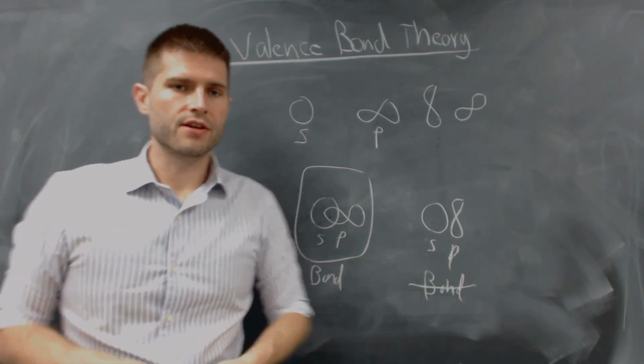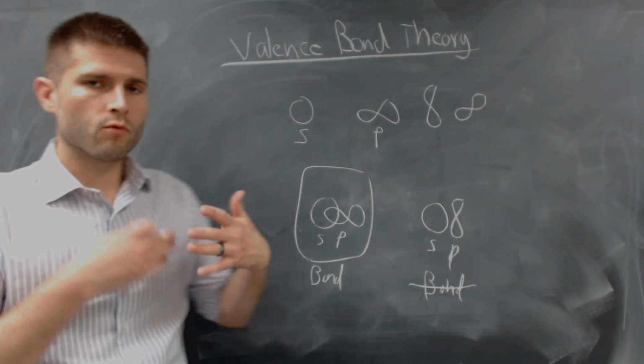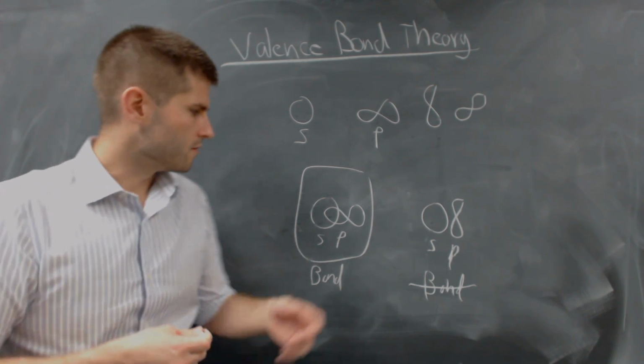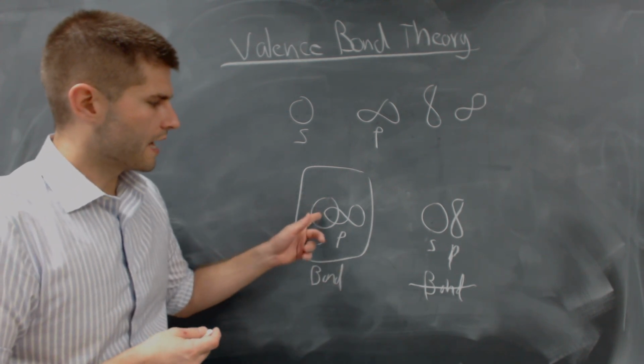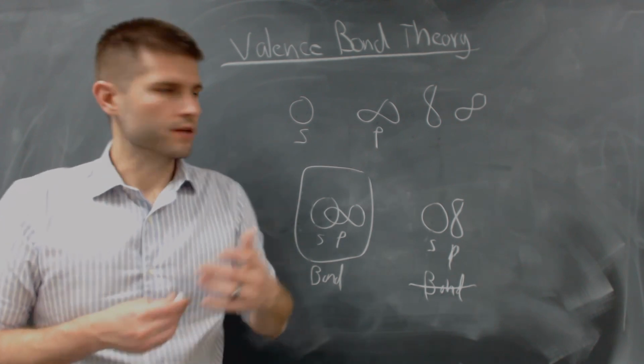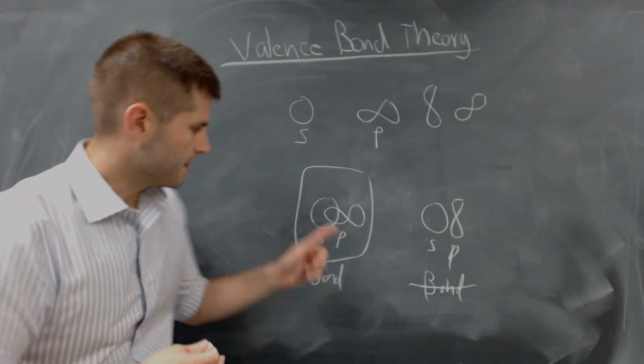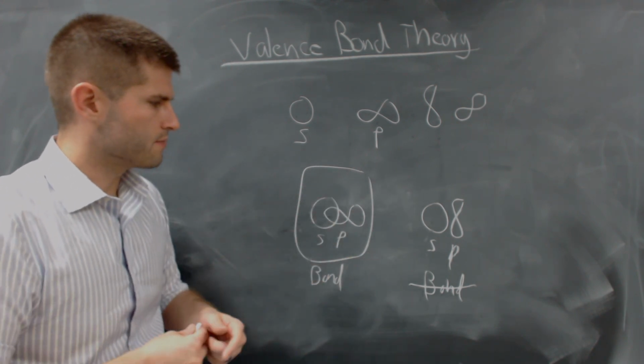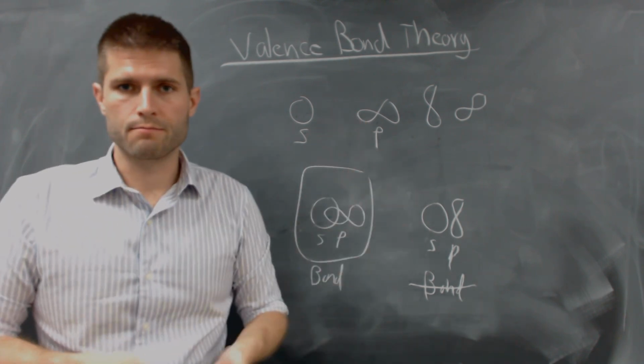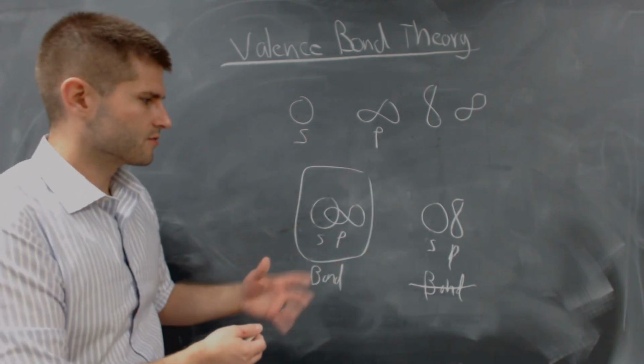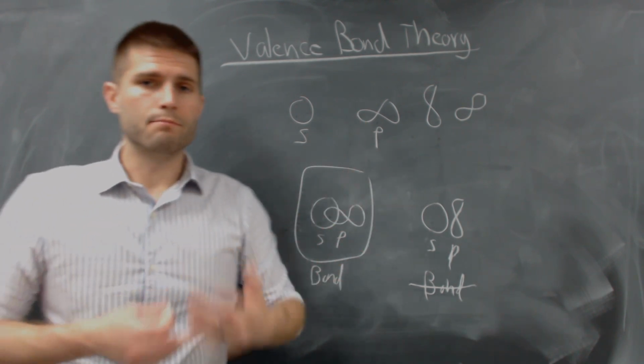So all valence bond theory does is it says if we want to create a bond within a molecule, we have to have a certain overlap of the orbitals that are involved. And that's what we see here. An s can overlap with a p. A p can overlap with a p. Things of that nature. So anytime you have this overlap, you get a bond.